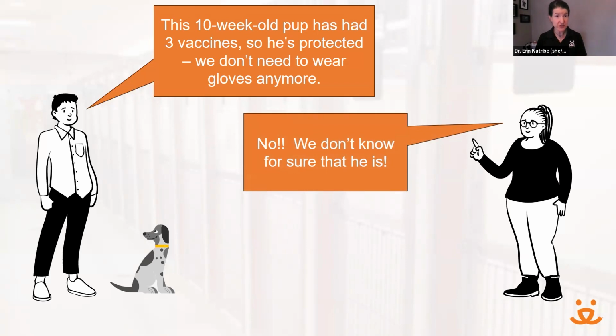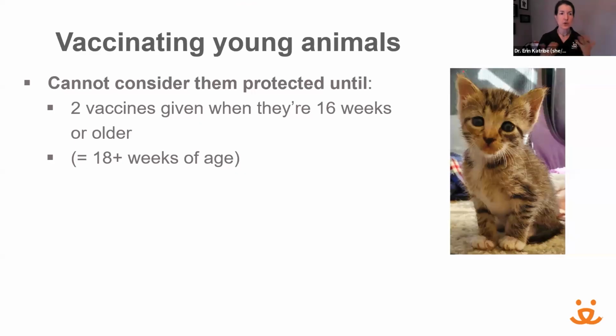We don't know for sure that he is protected. He might be, but he might not be because of this not knowing when those maternal antibodies have gone away and when the vaccines that we're giving actually provide that long-lasting protection. So what does this mean in practice? We cannot consider young animals protected until we've surpassed that point where all the maternal antibodies are gone and we've given them at least 2 vaccines.